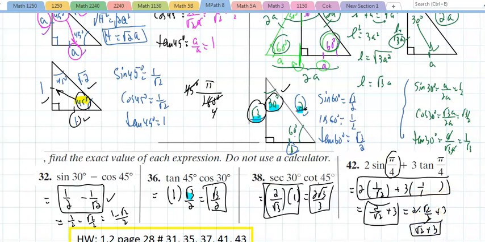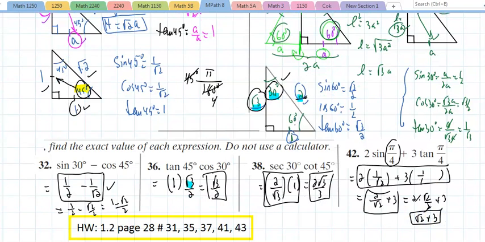And out of this section, I want you to do that much of the homework for now. The rest of the homework will come in the next lecture.